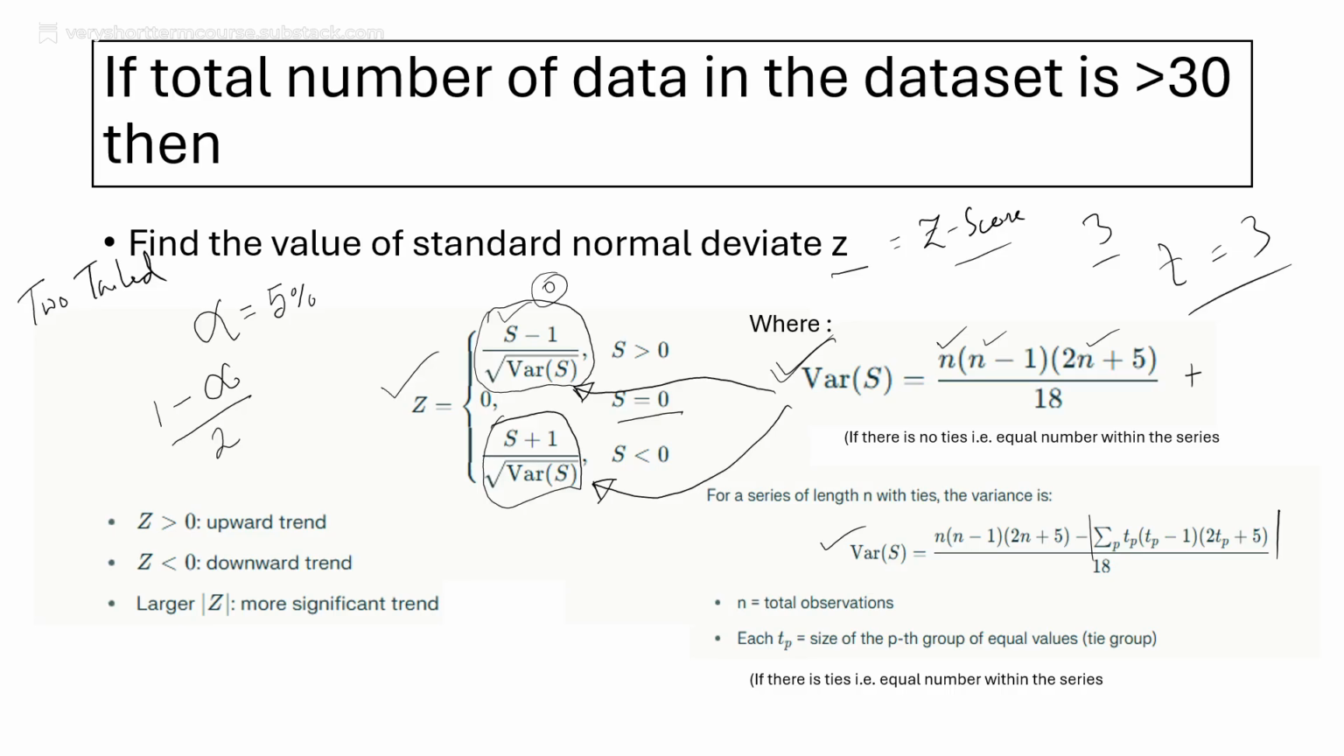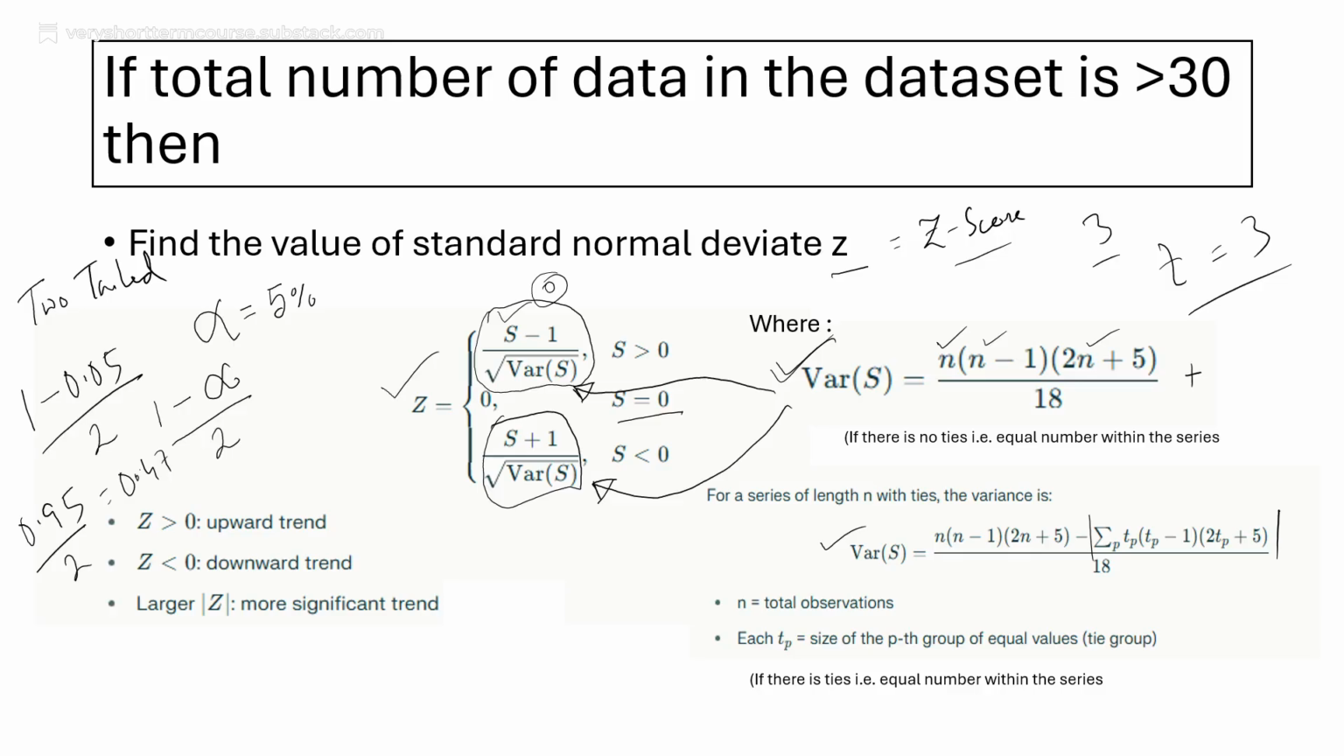If I use alpha equal to 5%, then what happens? You will divide 1 minus 0.05 by 2. So it will come to 0.95 divided by 2, which will be around 0.47.